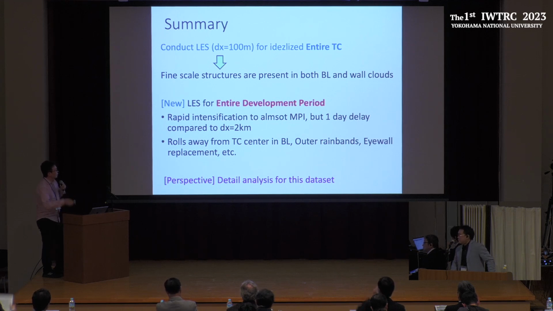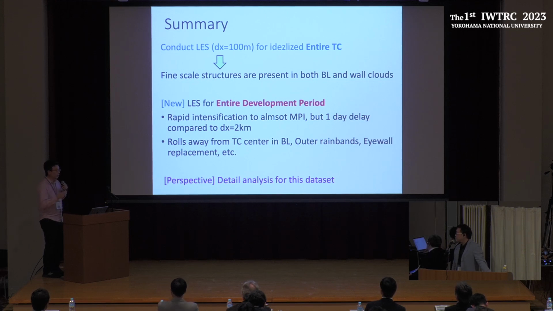And we see rolls in the boundary layer, outer rim band or eyewall replacement, many complicated things. So we continue to analyze this data set to find more detail. So thank you for your attention.